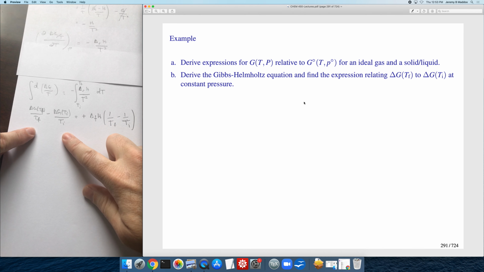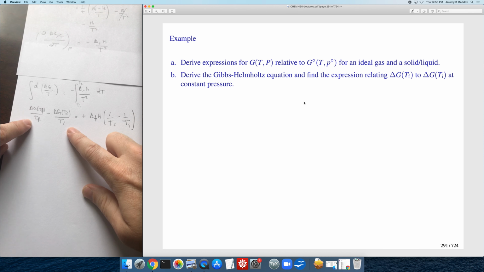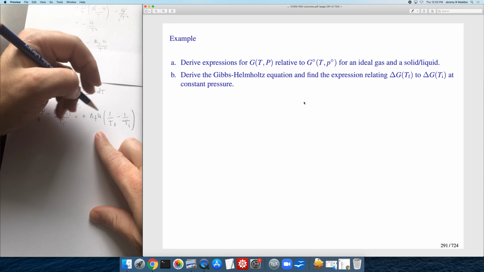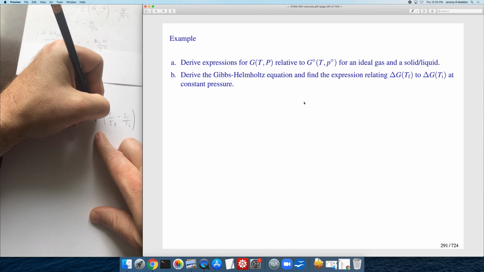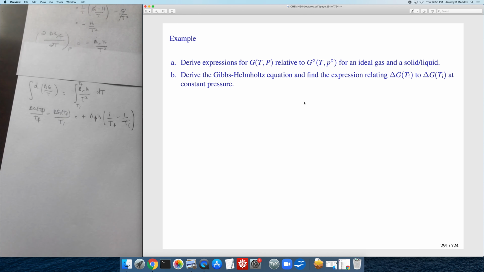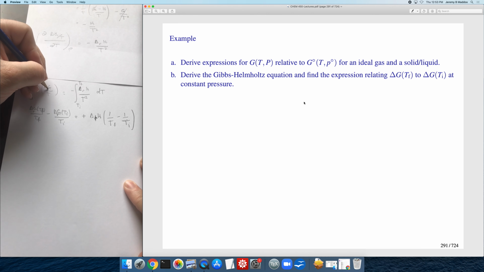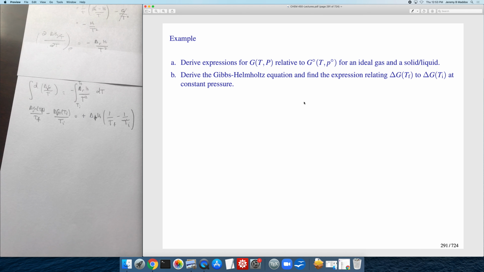And so this relates delta G at two different temperatures through the enthalpy of the reaction. I should have written this as an R, not an F, and these should be Gibbs energies of reaction. So that's what we were asked to find here in this equation.